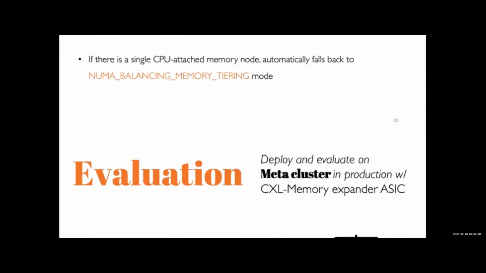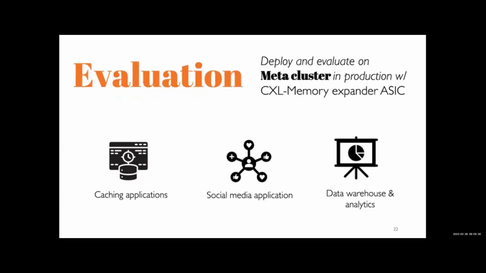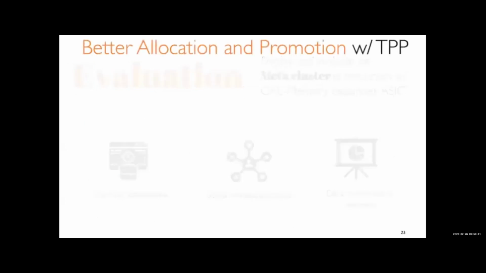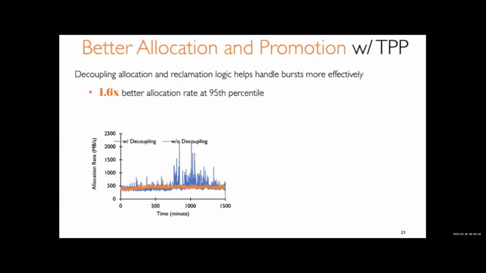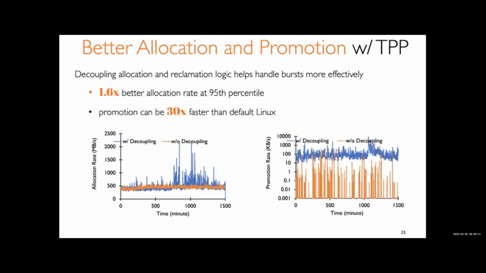In terms of evaluations, we evaluate TPP on Meta's production environment with live traffic for different types of applications. We use two prominent caching applications, one social media application, and one data warehousing and analytics application. We find that TPP's optimized allocation and data movement policy can handle bursts more effectively. Because of its watermark decoupling, TPP allocates 1.6 times more pages to the faster memory tier. And always having a free headroom in the fast memory tier allows TPP more promotions of trapped hot pages. Promotion in TPP is 30 times faster than its counterparts.